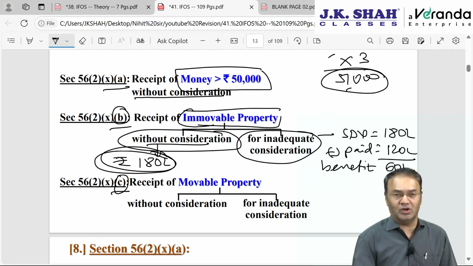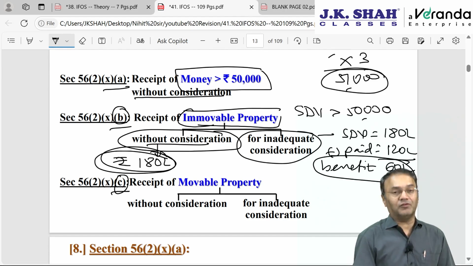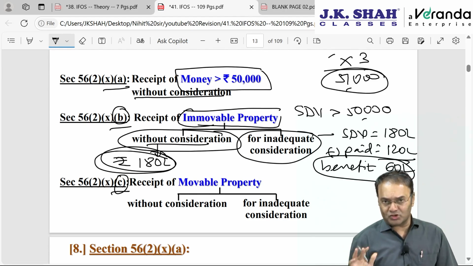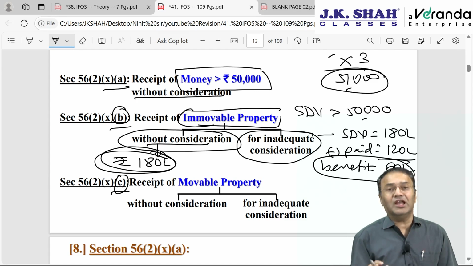It's a simple rule, right? Don't use your brain much. Of course, subject to the condition that the stamp duty value should be more than 50,000 and the benefit amount should be more than 50,000. There are some other points also which we will discuss. This is a synopsis of the three clauses, an index you can call it.